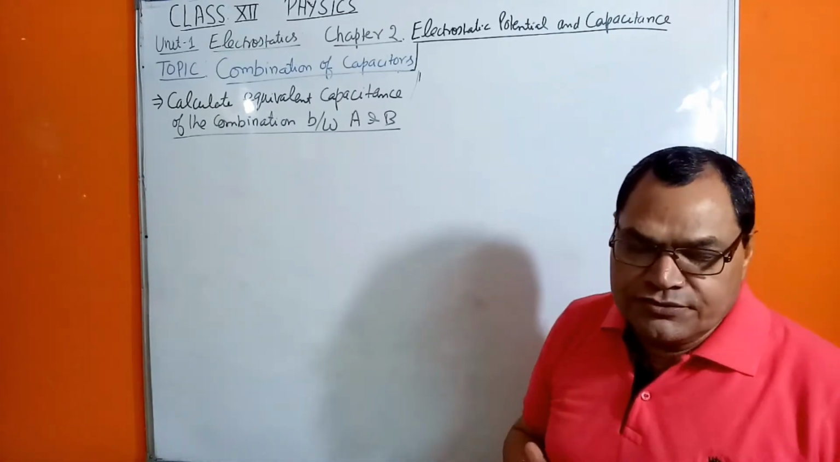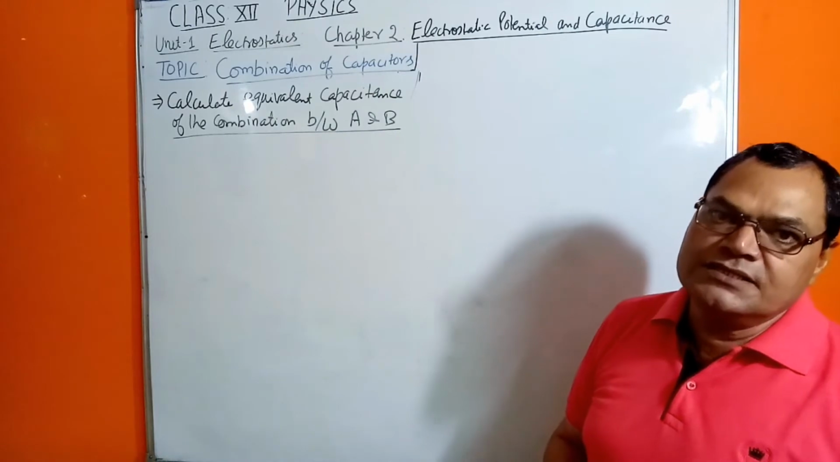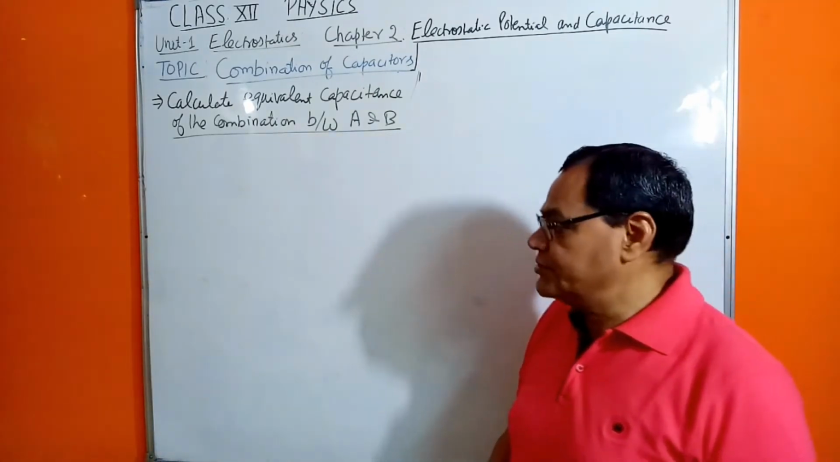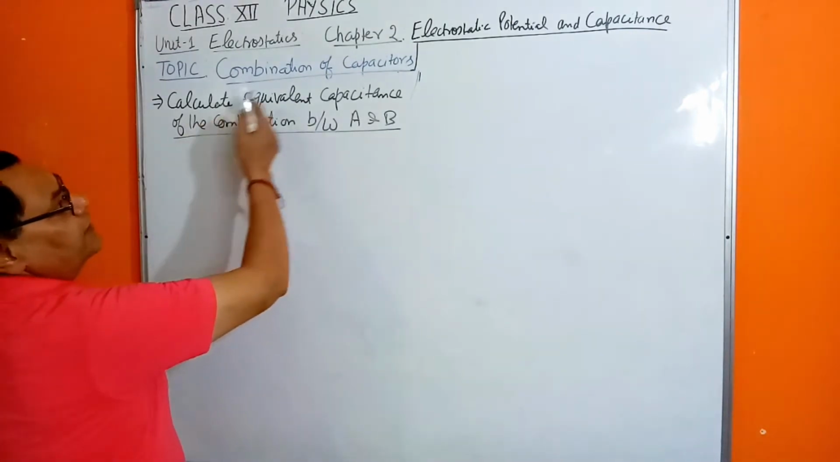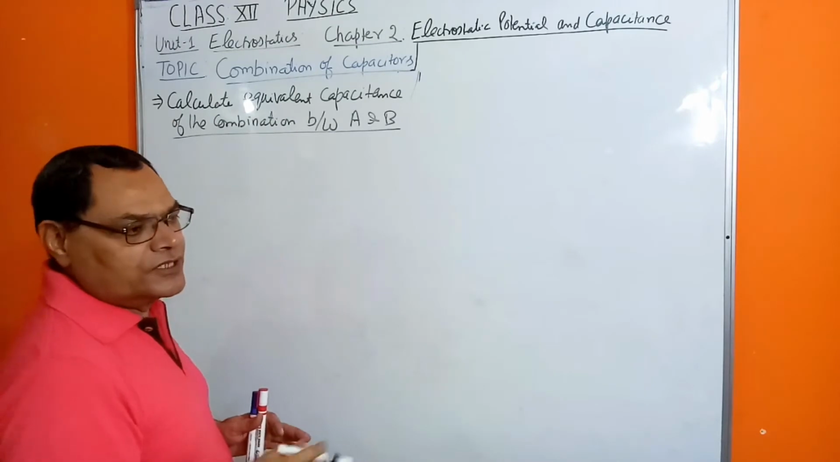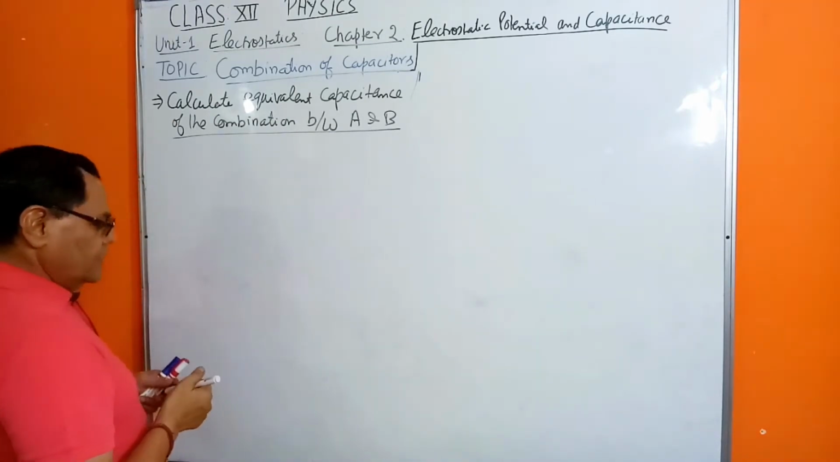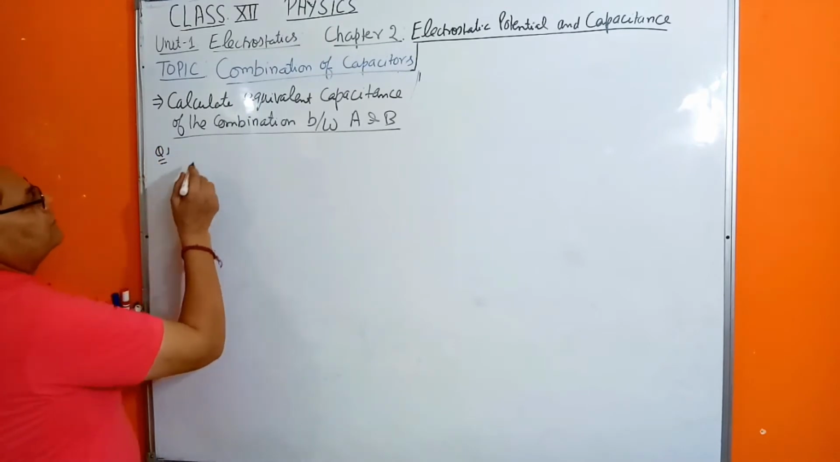So we will continue some more questions on the combination of the capacitors, series and parallel, that is the mixed combination. Okay. So this topic is very important. Again we have to calculate the equivalent capacitance between certain two points. So let's take some important questions. That's question number 1.